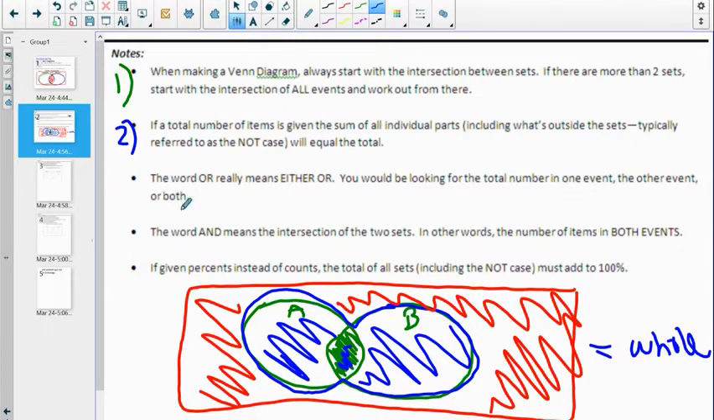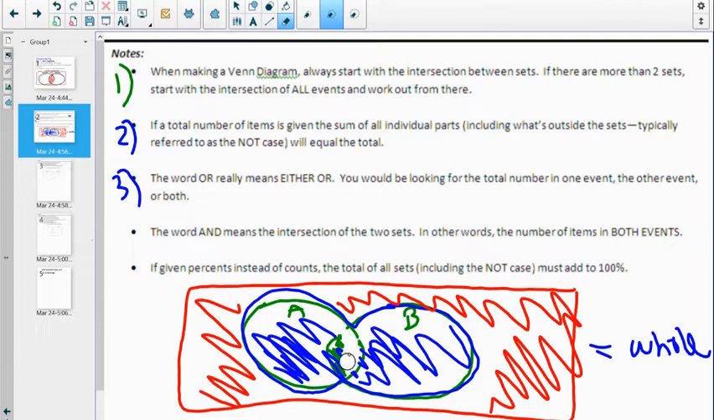And the word or really means either or. So that's, again, this whole blue area here. That's for number three. And then the word and is the intersection. So I'm going to erase, I think I've drawn a little bit too much here. I'm going to erase that overlap and draw it with a different color. So this purple area here, that is where the and takes place. That means when both events are occurring.